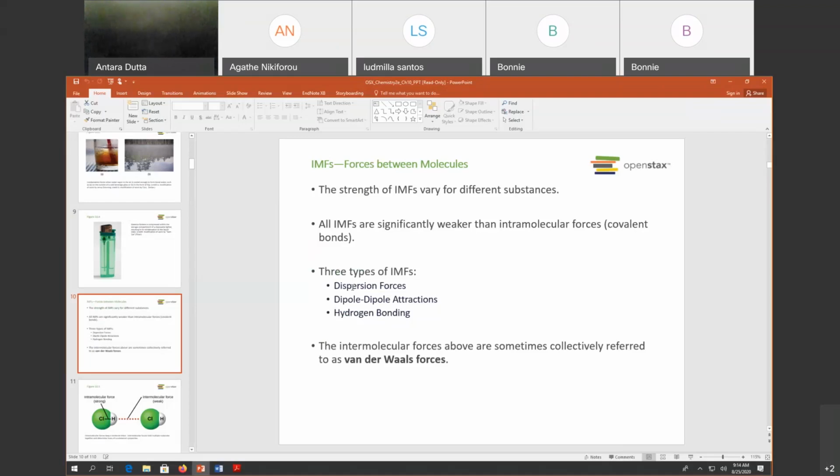Okay? So if the question comes to you, what are the intermolecular forces present in a molecule? You just close your eyes and the first thing you write is London dispersion force, LDF. That is by default present in every substance, every molecule. And sometimes these intermolecular forces are all together called van der Waals forces.